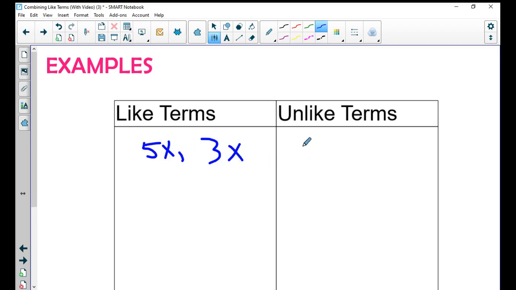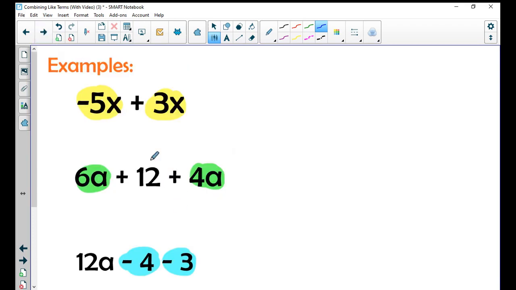If both of those were in the same expression or same equation, they would be considered like terms. What about unlike terms? What if we had 2a and 3b in the same equation? Those would not be considered like terms because their variables are not alike. While these variables are alike, that's what makes them like terms. So here's some examples. In order to do this, we have to first identify the like terms and then combine them. And to combine them, we basically add or subtract the numbers that are in front of the variables. So in this case, negative 5x plus 3x equals negative 2x.